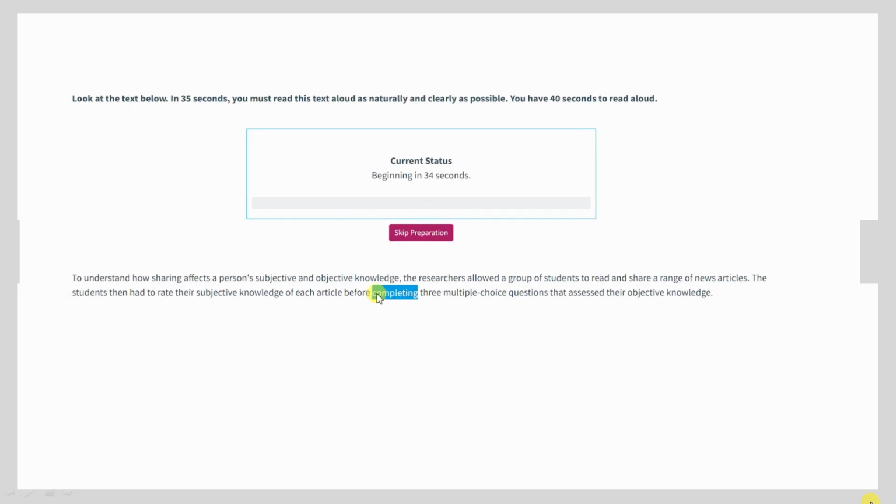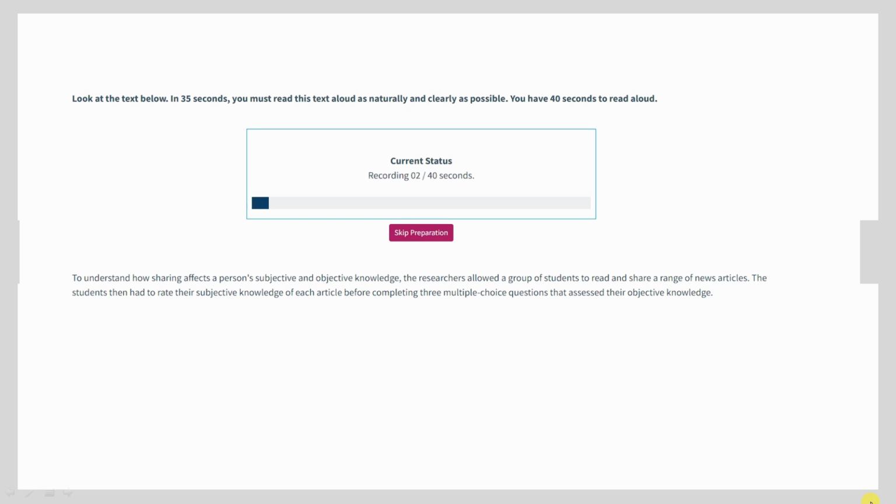This is how you are going to get this in the exam. I got 35 seconds. The moment the question is on the screen, your timer will start. Now I need to prepare. Understand, sharing, affects, subjective, researchers, students, news articles, students, rate, subjective, completing, multiple choice questions, assessed, objective knowledge. That's all done. Now, once this preparation time is over, there will be a beep sound.